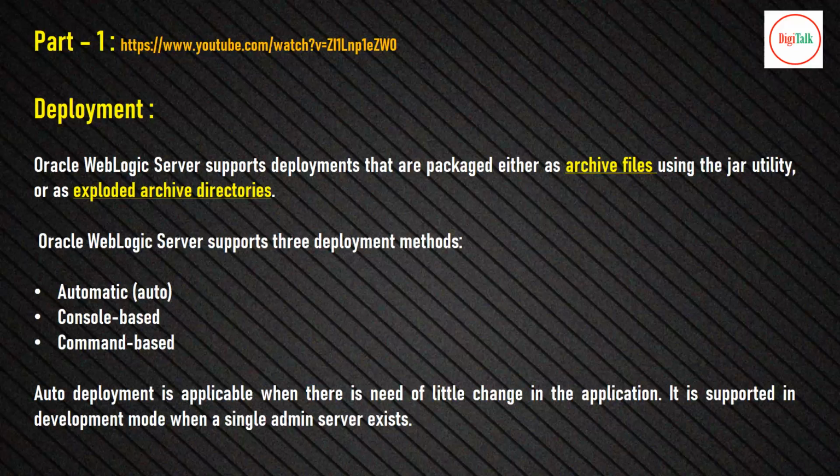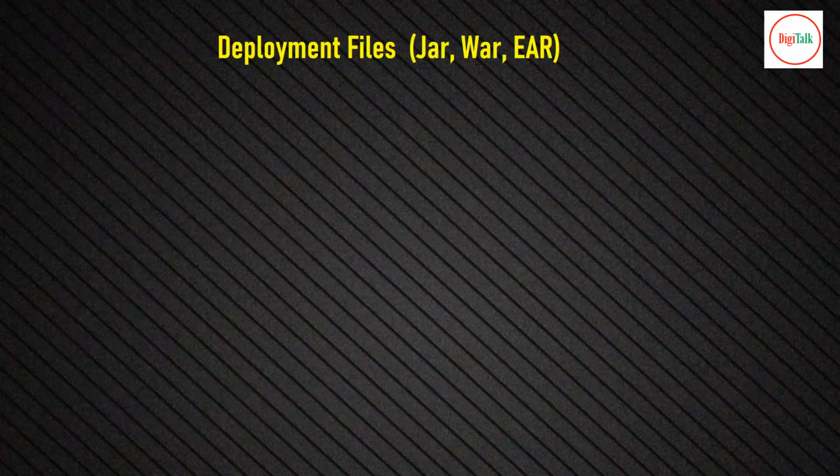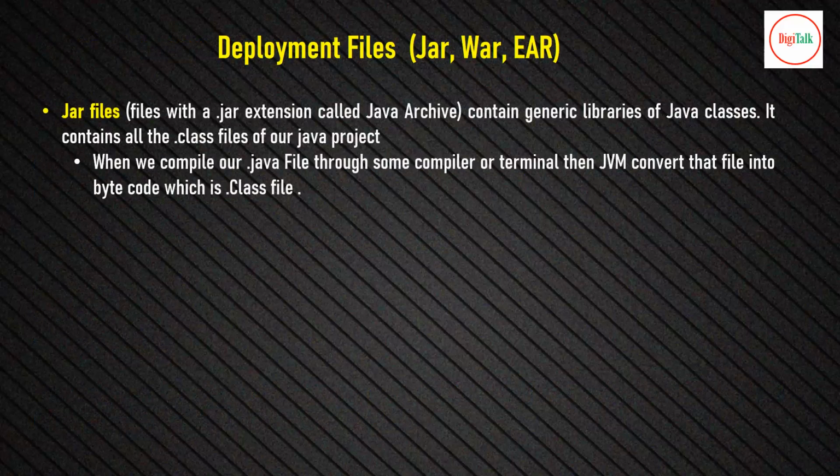Apart from that, you can use the admin console for deployment, and you can also use command line utilities like WLST for deployment of your code. Now, deployment files. You know that we have a lot of different kinds of files for deployment. It's not only about JAR, WAR, and EAR. A few more files are there, but the most important files where we do the deployment most of the time are JAR, WAR, and EAR files.